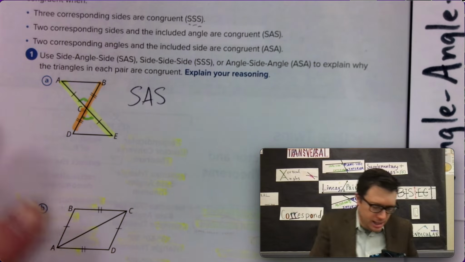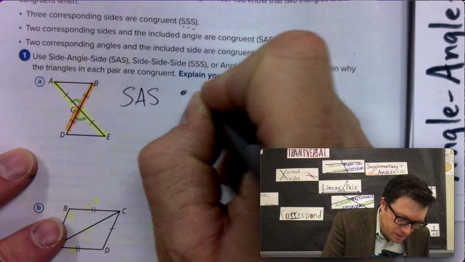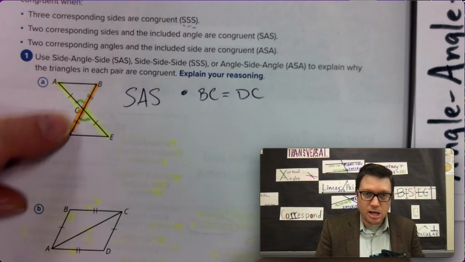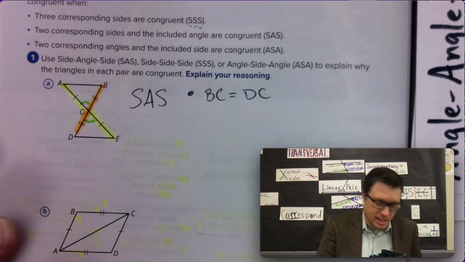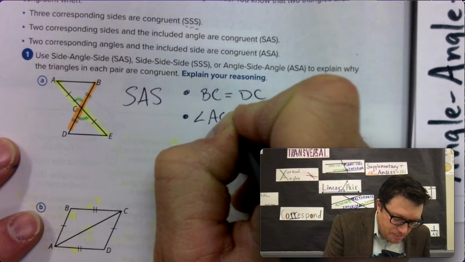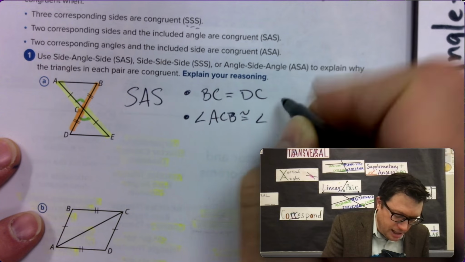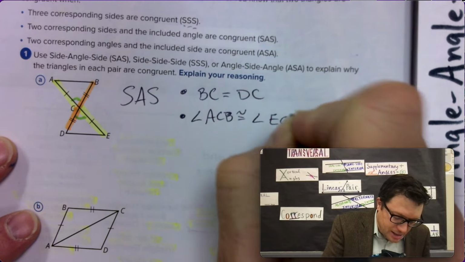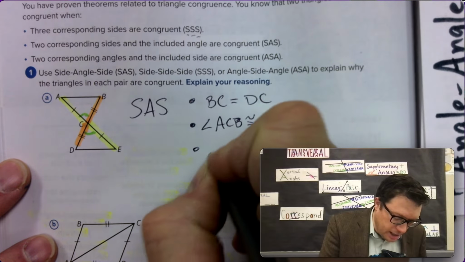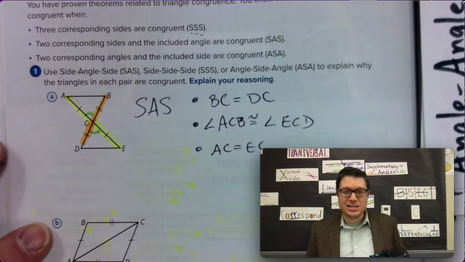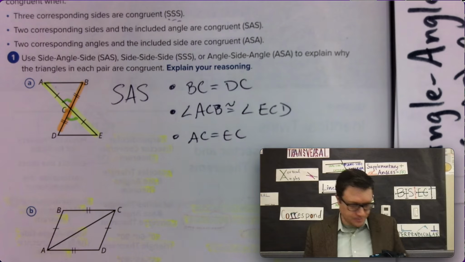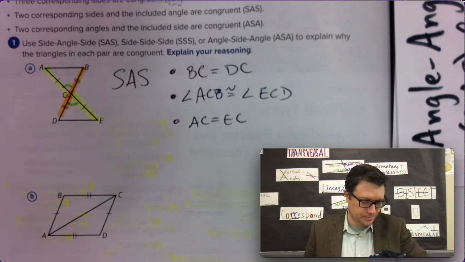Let's make a list of why it is. First reason, segment BC is equal to segment DC. That's the double spike. The second bullet point is angle ACB is congruent to angle ECD. That's the A in SAS. And then last of all, the single spike line AC equals EC. That is the way we show SAS. Color statements done.